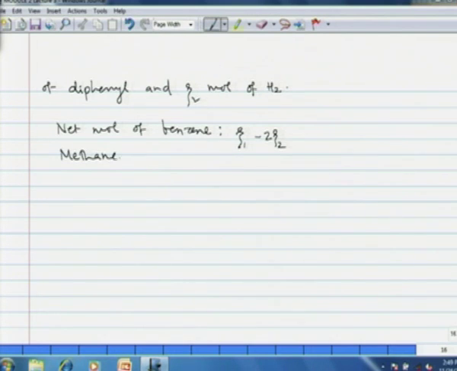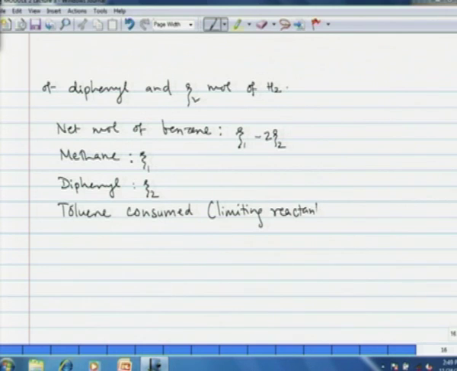Methane is zeta 1 moles, diphenyl is zeta 2, toluene consumed, which is the limiting reactant in the present situation, is zeta 1, and hydrogen consumed is zeta 1 in the first reaction and zeta 2 moles are produced in the second reaction.